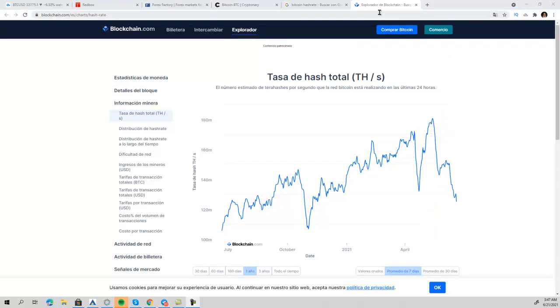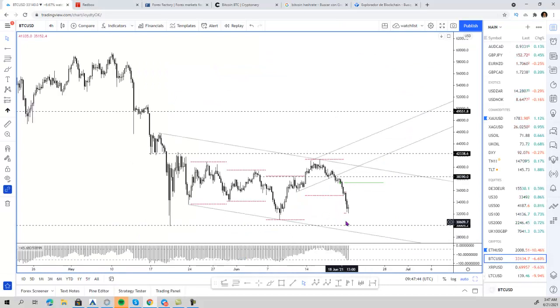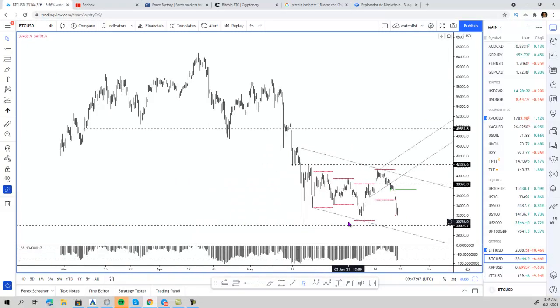Now, this is because of the efforts of the Chinese government to regulate this market, right? A lot of miners from China have turned down their rigs because they are looking to start mining elsewhere. So this is going to make for a weaker Bitcoin, at least on the very short term. So we won't be looking for buys at the bottom of this range, guys.